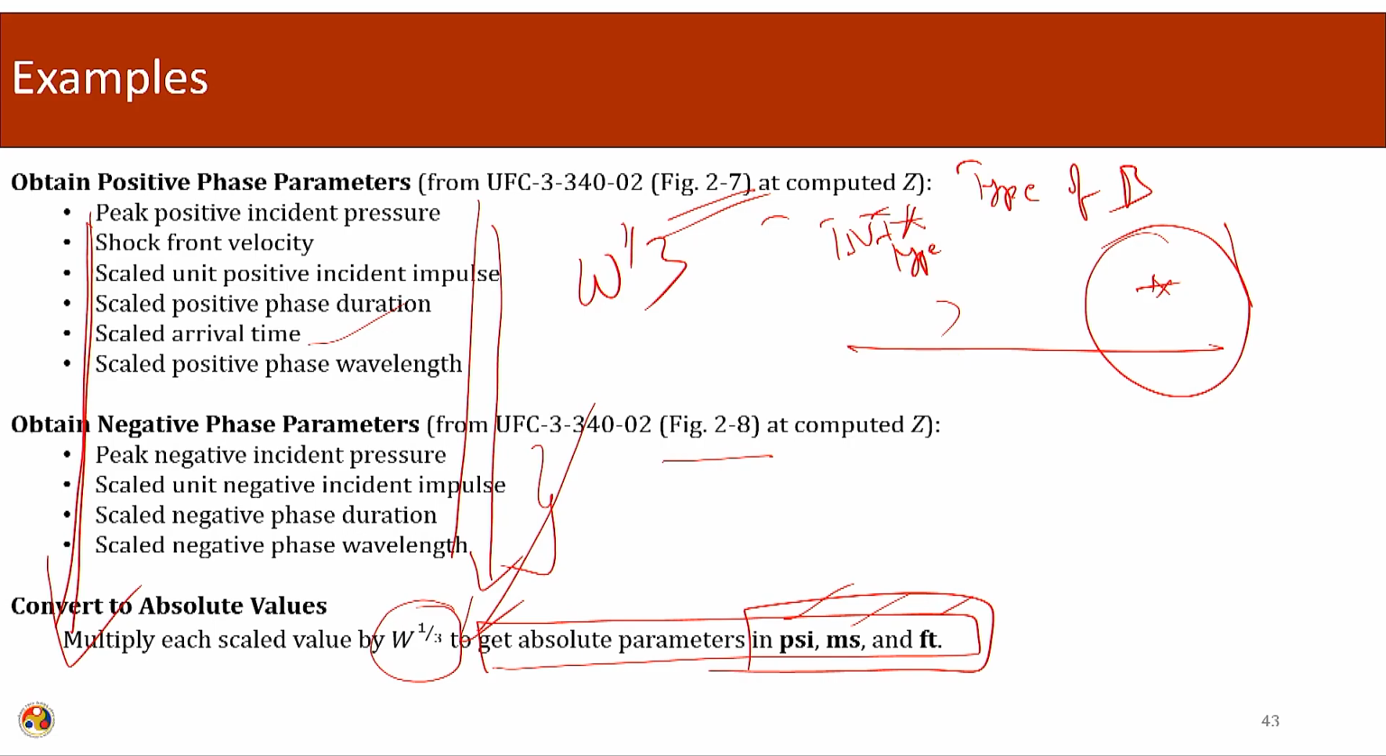We are trying to calculate the incident pressure, the reflected pressure, the shock wave velocity, impulse, positive duration, negative duration, positive wavelength, negative wavelength. All the quantities of interest we are trying to calculate here, so that the signature or the effect of the blast load at any given point we are able to assess and quantify properly.